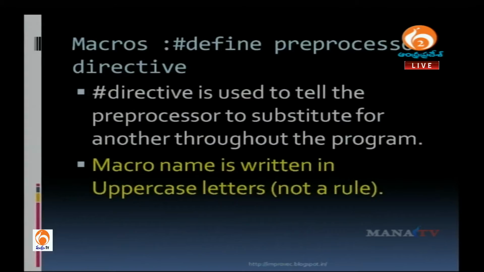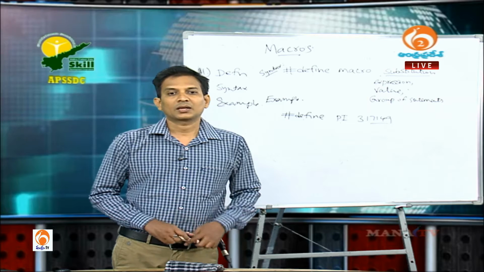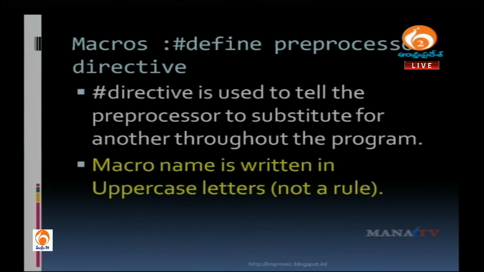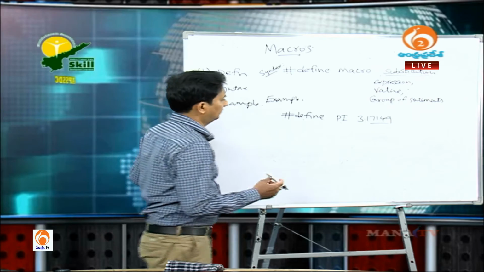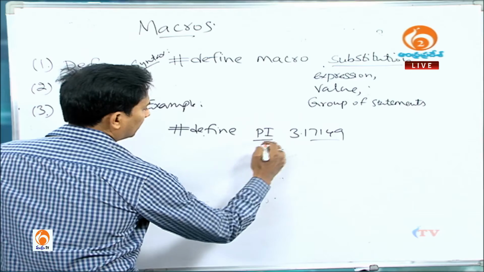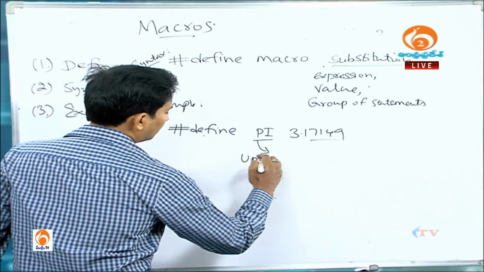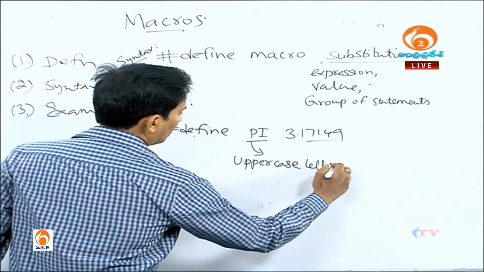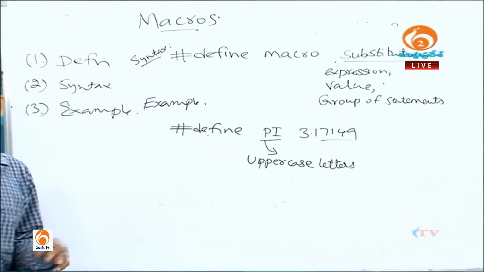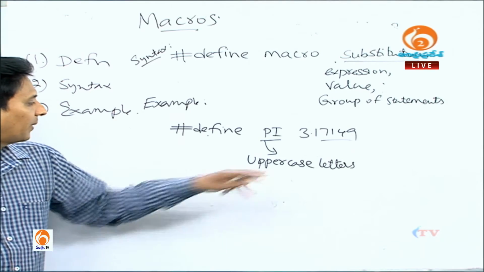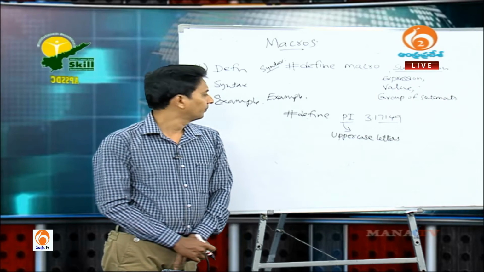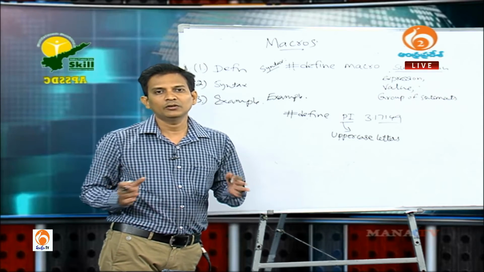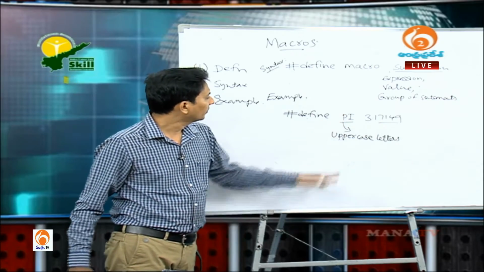So this #define directive is used to tell the preprocessor to substitute the value throughout the program, and generally macro names we give in capital letters, uppercase letters. It's nothing wrong if you give lowercase letters also, but generally we use uppercase letters for the macro call. It is not a rule, only a naming convention, that is uppercase letters.